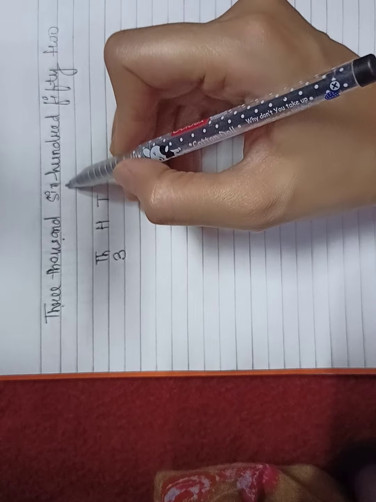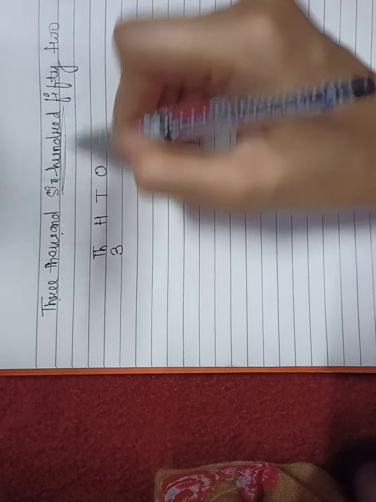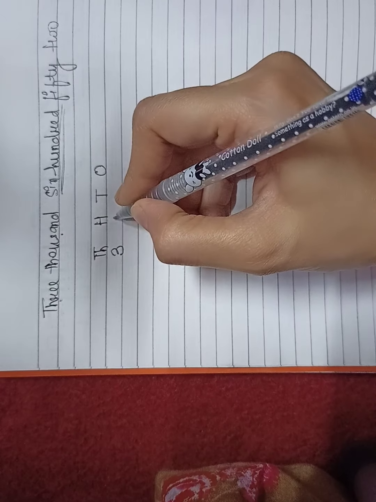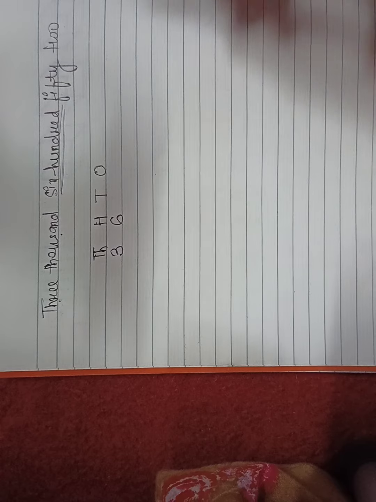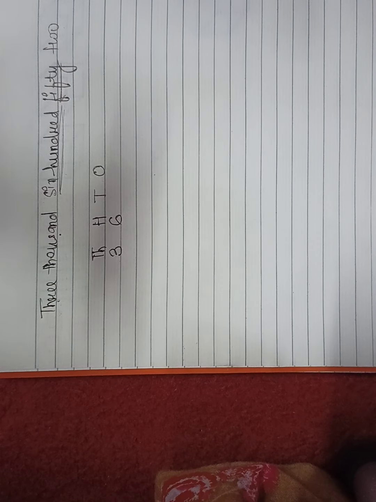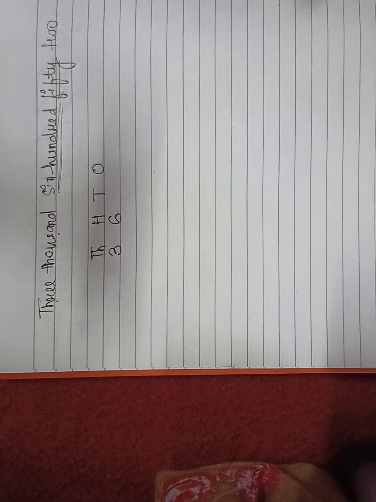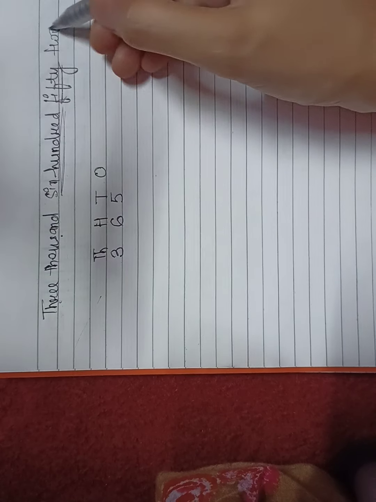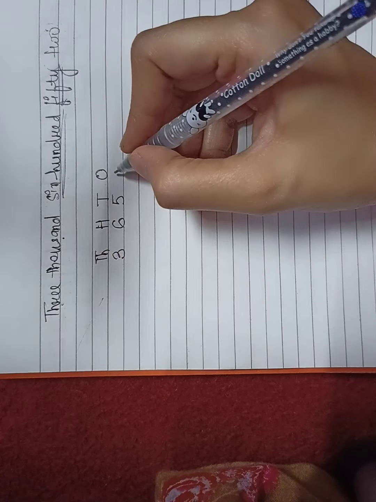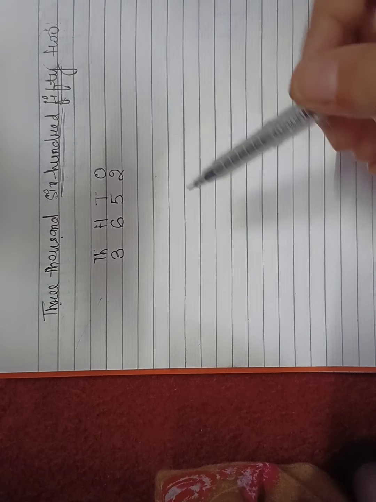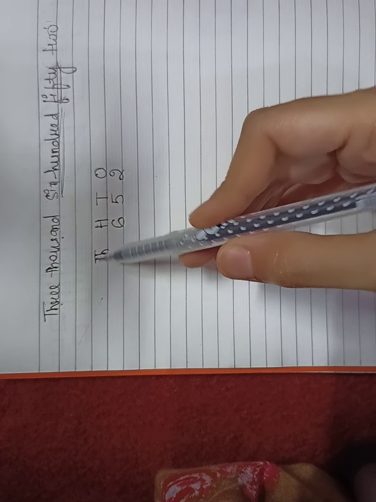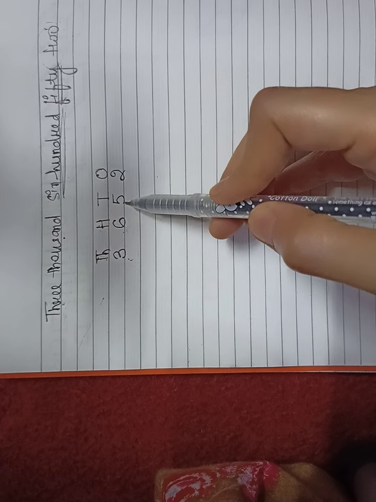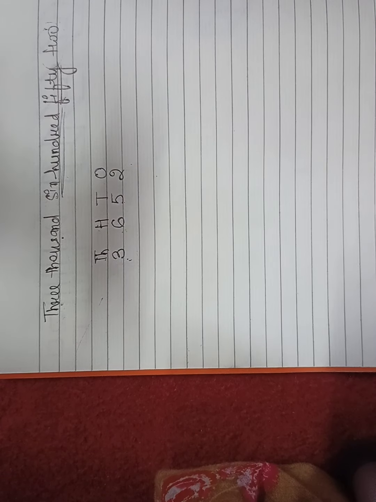Now we're moving on to the next part. 600 means 6 should be written at the place of hundreds. Then 50 means 5 tens, so 5 will be written at the place of tens. And 2 will be written at the place of ones. So we get the number 3,652.